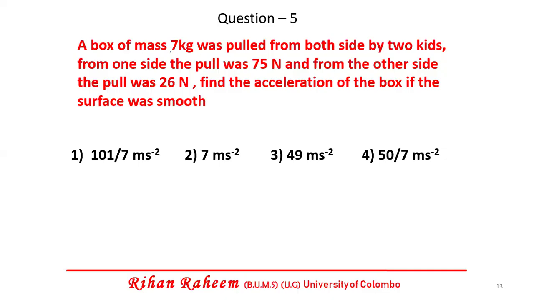A box of mass 7 kilogram was pulled from both sides by 2 kids. From one side the pull was 75 Newton and from the other side the pull was 26 Newton. Find the acceleration of the box if the surface was smooth. 75, 26, 7 kilogram object.